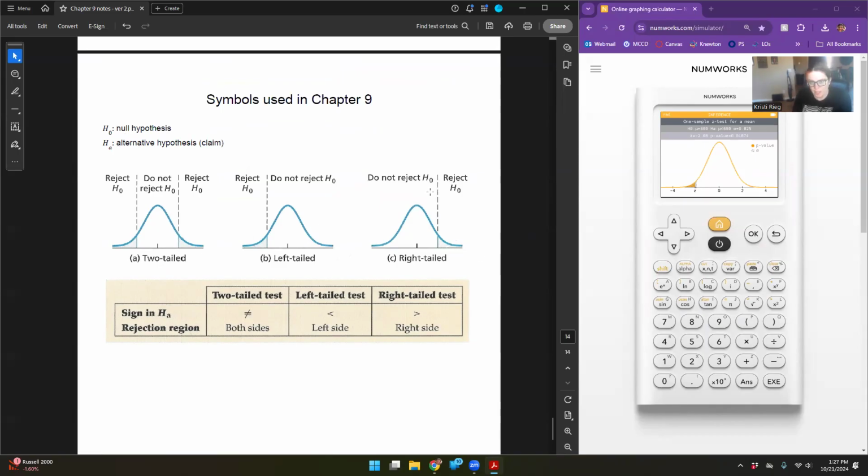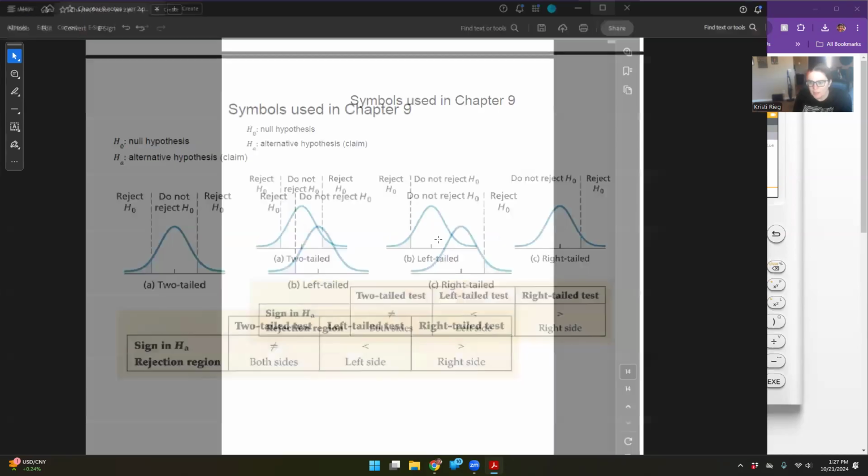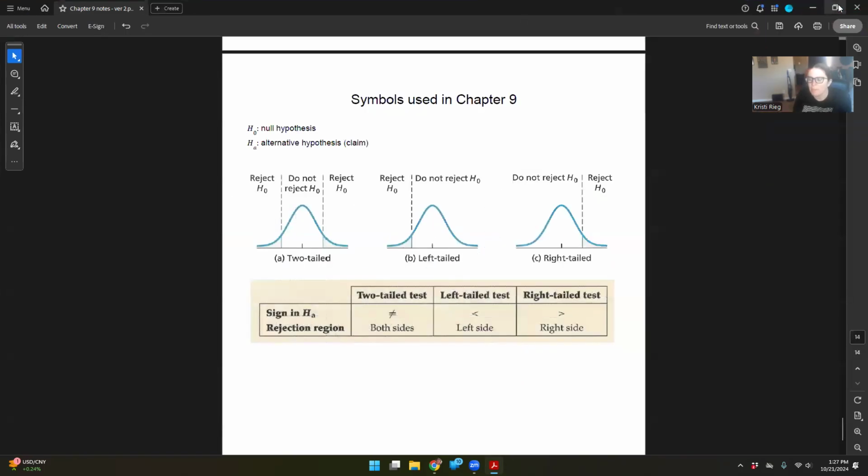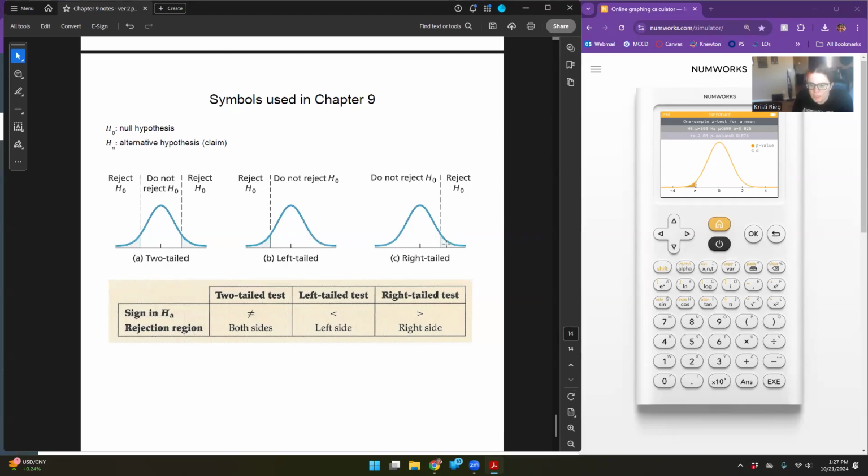But for this section and for all the sections after this, we need to talk about the reject region and the do not reject region. So for a right-tailed test, hopefully you can see, maybe I should make this bigger. Okay, so over here, a right-tailed test is shaded on the right side. A left-tailed test is shaded on the left side. And a two-tailed test is shaded on both sides.